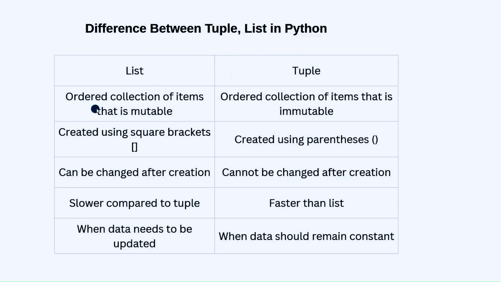So here the list is an ordered collection of items that is mutable. So in the tuple, ordered collection of items that is immutable. Okay, so creating using square brackets. So the list is created using square brackets. The tuple is created using parentheses.